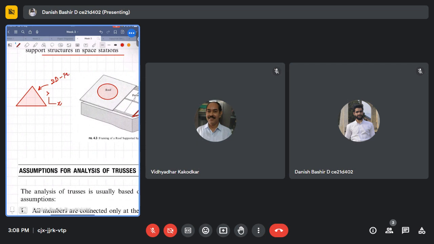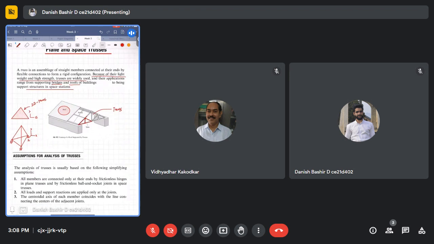If the same triangular truss has members in all three respective coordinate directions, I will call it a 3D truss, like this. We have the coordinate system x, y, and z. For example, it is supported like this, like this, and like this. I call it a 3D truss.